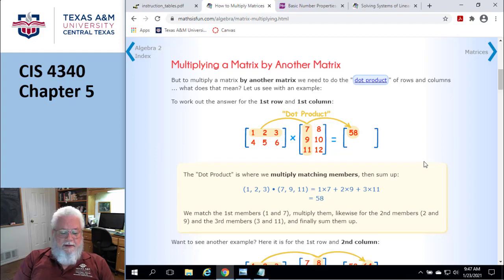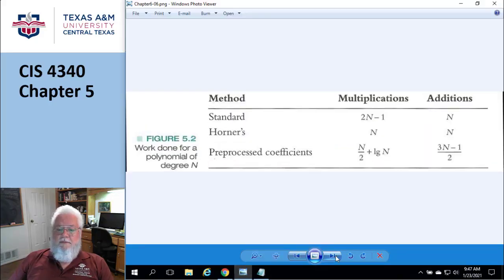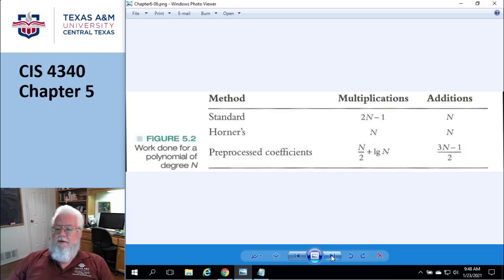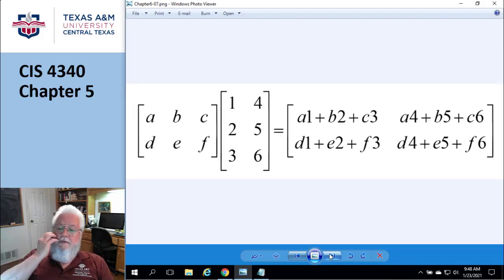But the way they're talking about it on page 138 is, okay, I'm sorry. Yeah, preprocessed coefficient. This was the one using 7, I think it was. I don't remember what it is. Here's the general version of that, where you can calculate what the efficiency would be for any polynomial. Okay, so here we go. So here's their example of showing that same thing. So this would be a times 1 plus b times 2 plus c times 3, and then it scoots over, okay? Cool.